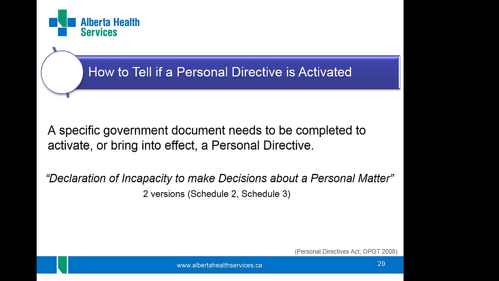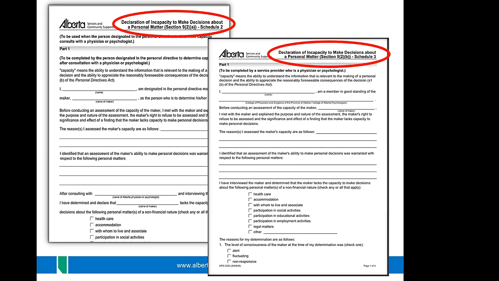So if in the Personal Directive it states that your friend or your spouse or maybe your agent is supposed to determine your capacity, then that person would fill out a Schedule 2 along with the physician or psychologist. And these are very specific forms. We have them on the screen here for you as Schedule 2. So that would be if you named somebody in your personal directive to determine your capacity, always along with a physician or psychologist. If you left that part out, then it would default to a Schedule 3.